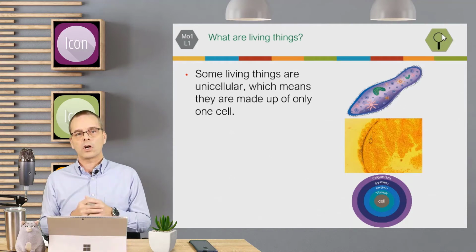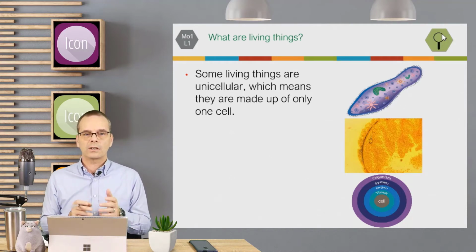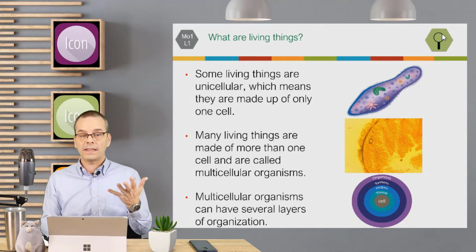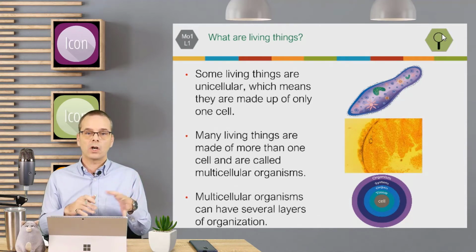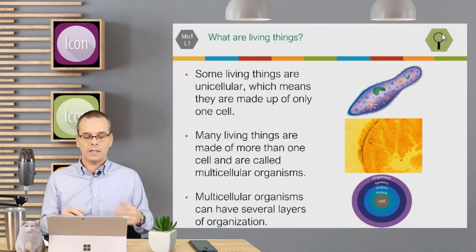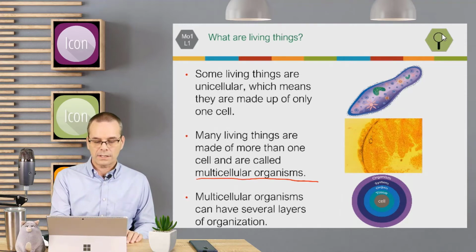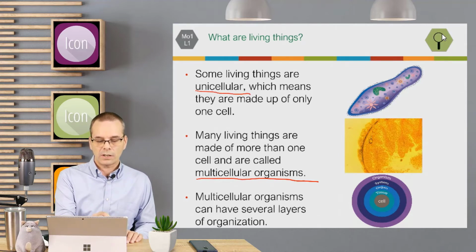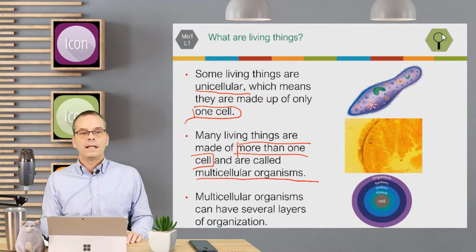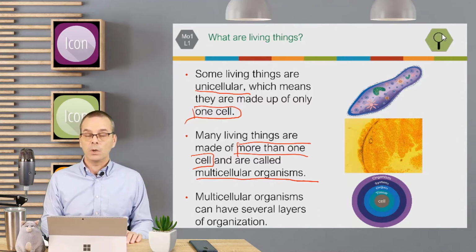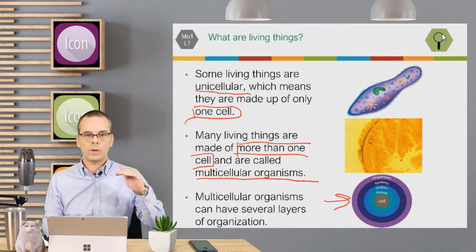Now, some living things are unicellular. Unicellular means they're only made up of one cell. Many living organisms are made of many cells, and we call these multicellular organisms. So unicellular is only one cell, whereas multicellular is more than one cell. You also should understand that multicellular organisms have varying levels of organization, the way we group them.